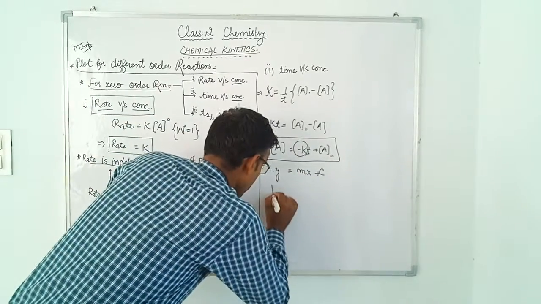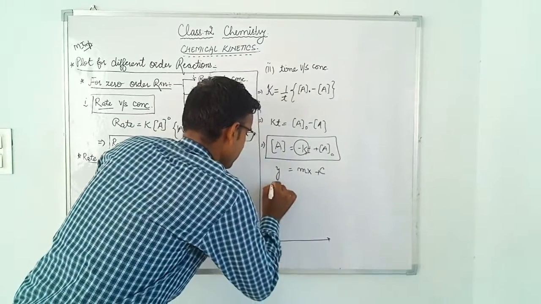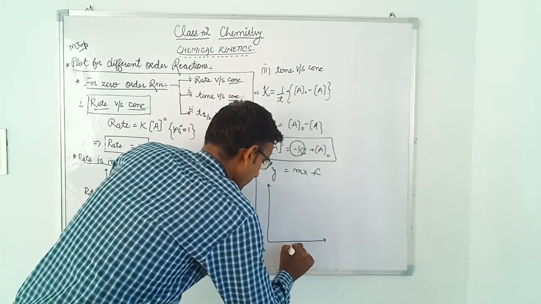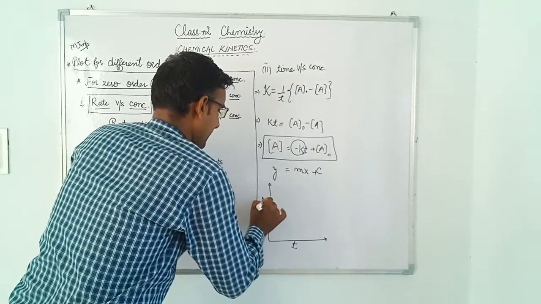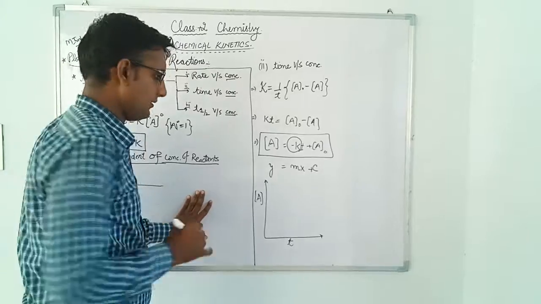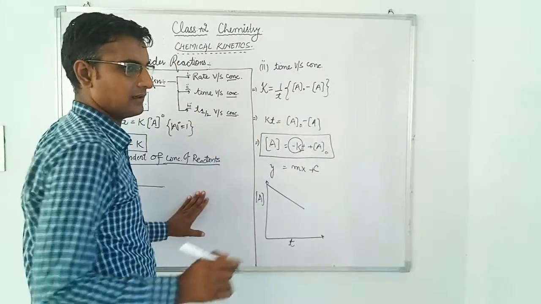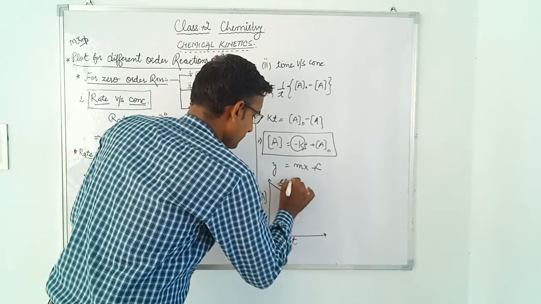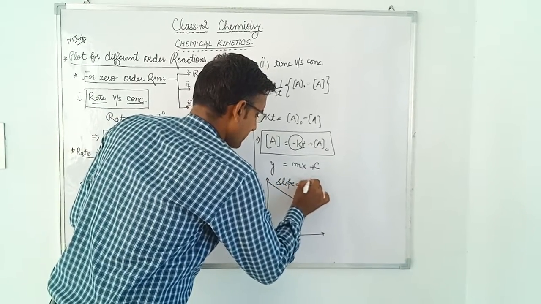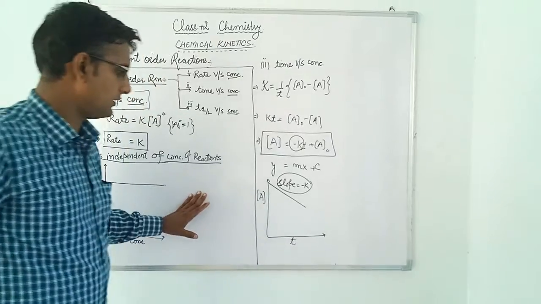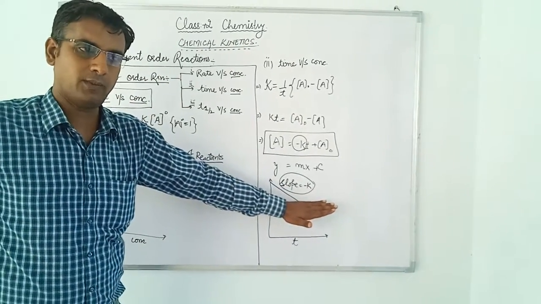So if we plot between t and a, the concentration, then we get a line which is also a straight line but with slope equal to minus k. So that is the slope, which is equal to minus k.